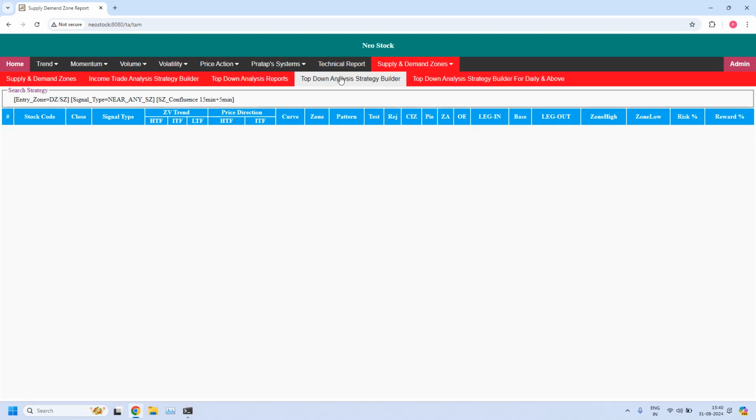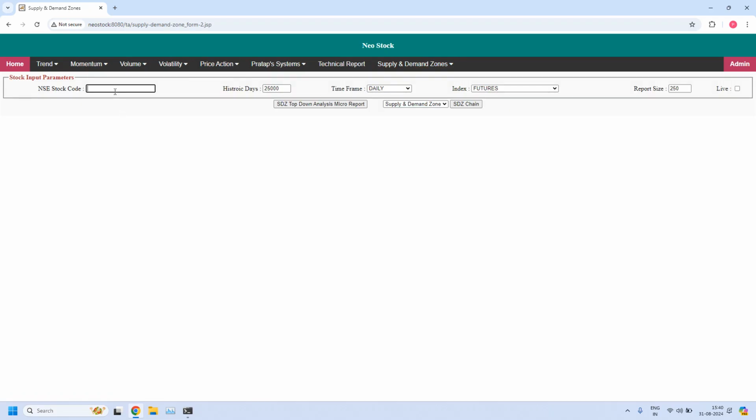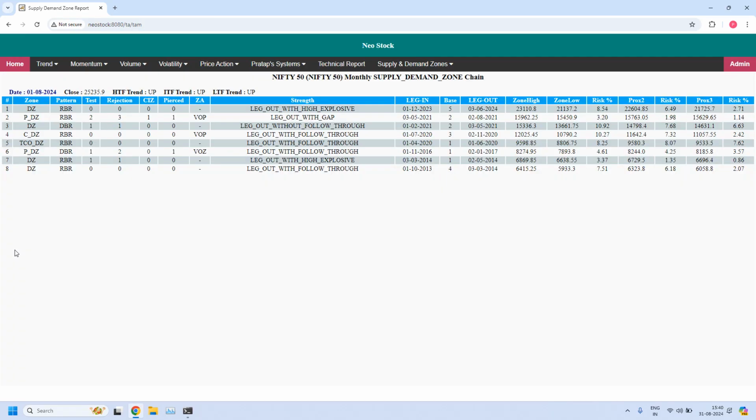Next report, let us identify the Nifty and Bank Nifty supply demand zone chain. Let's start with Nifty. Starting from the monthly time frame, I am generating a monthly supply demand zone chain for Nifty. Always look into the zone column for finding the high liquidity zones. Look into the pierced column. If the count is not 0, the zone is pierced. Pierced zones are not useful.